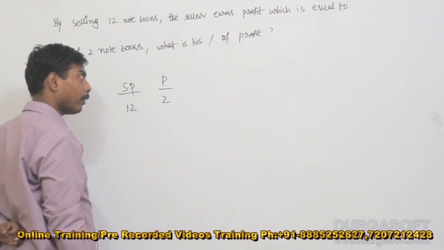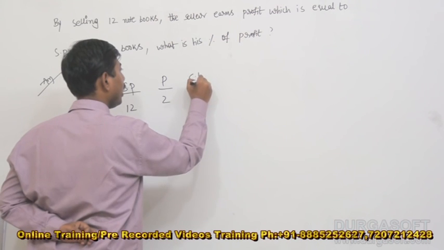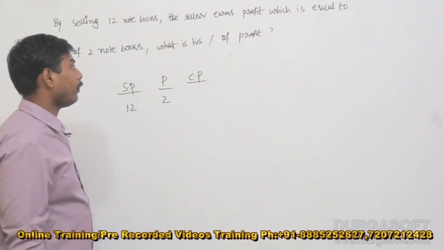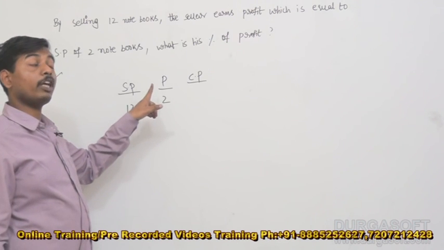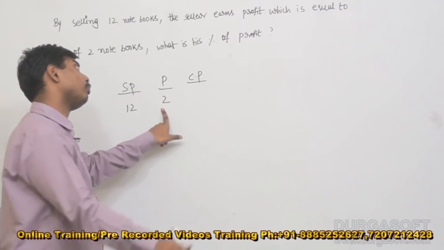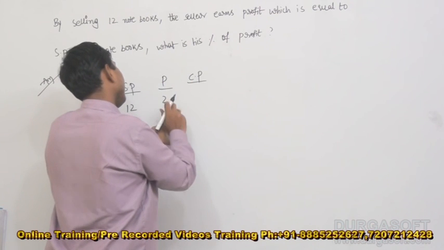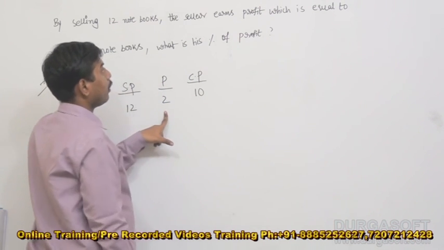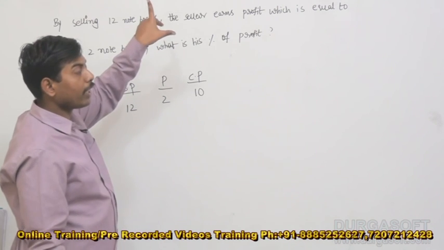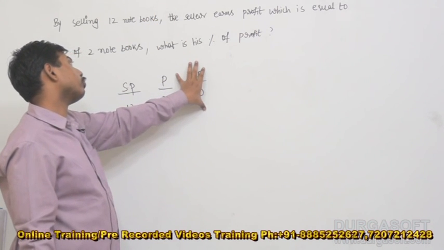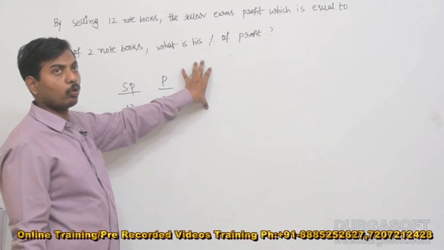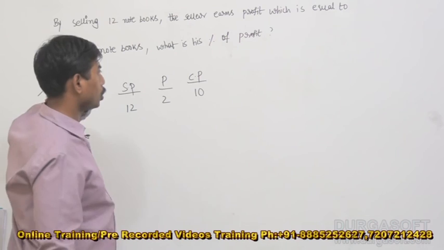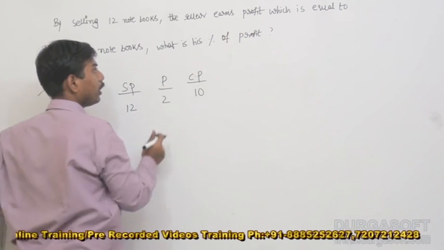Now let us make a point out here. By selling 12 notebooks for 12 rupees, he got a profit of 2 rupees. He got a profit of 2 rupees means what should be the cost price here? Cost price should be 10 rupees. Cost price of those 12 notebooks should be 10 rupees. That is the only meaning here. What is his profit percentage? That is our question.